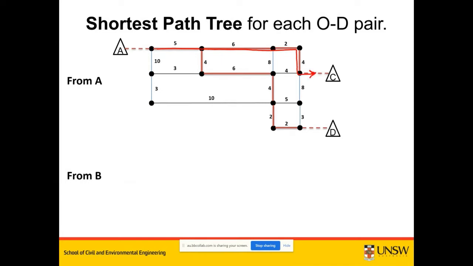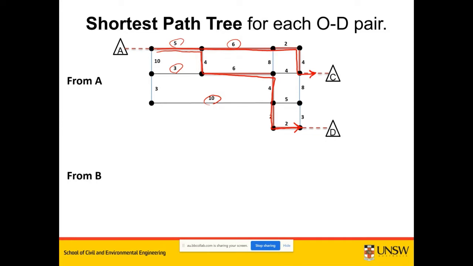This is the shortest path going from A to C. And if you apply Dijkstra's algorithm, or any other shortest path algorithm, you'll find the shortest path going from A to D. And these numbers on the links are the link travel time functions. It's not a function, it's actually a fixed number in this example. So it's a fixed travel time.